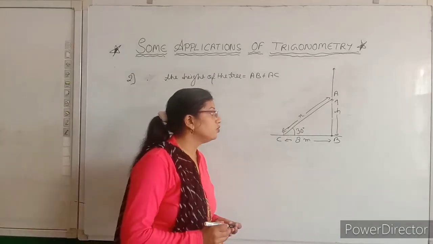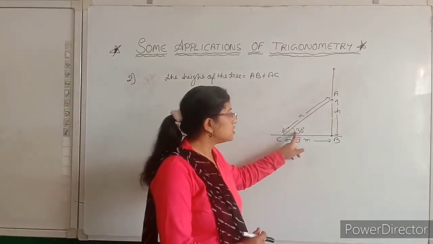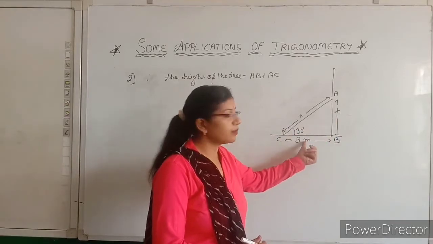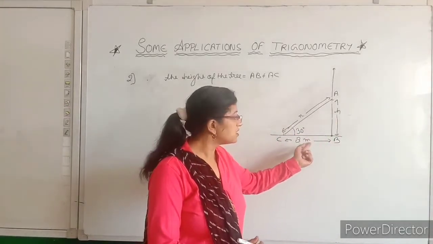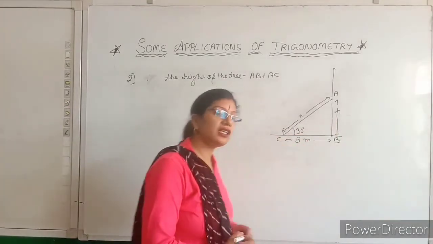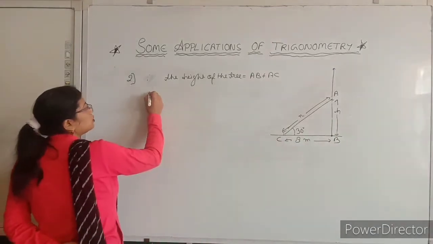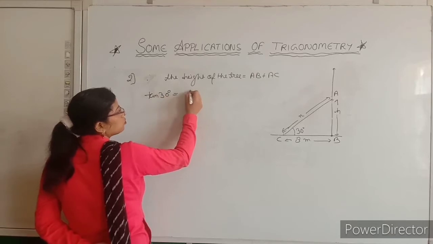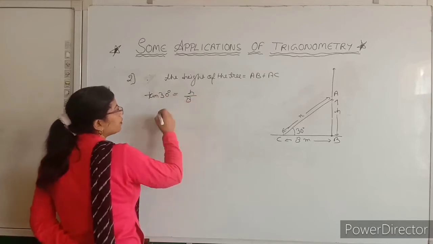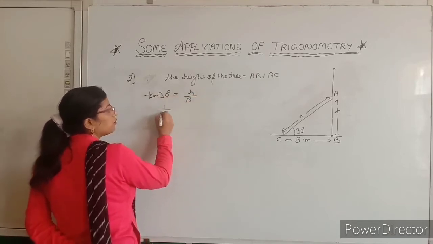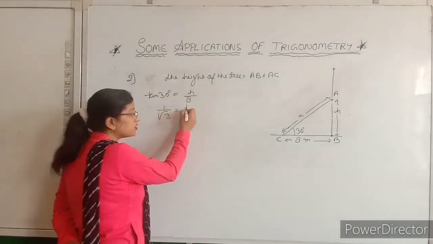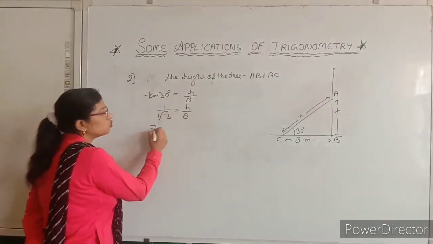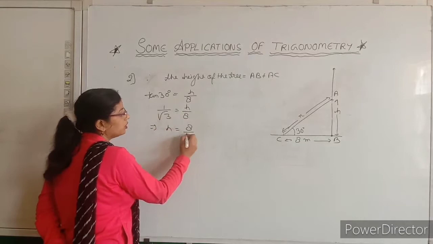Now what can you do? देखो, first we will use tan theta. Tan theta means perpendicular upon base. ठीक है, क्योंकि base दिया हुआ perpendicular यहाँ से निकाल सकते हैं. So we will use tan theta. Tan 30 degree is equal to h upon 8. So from here we can find what is tan 30 degree. 1 upon root 3 is equal to h upon 8, which shows h is equal to 8 upon root 3.